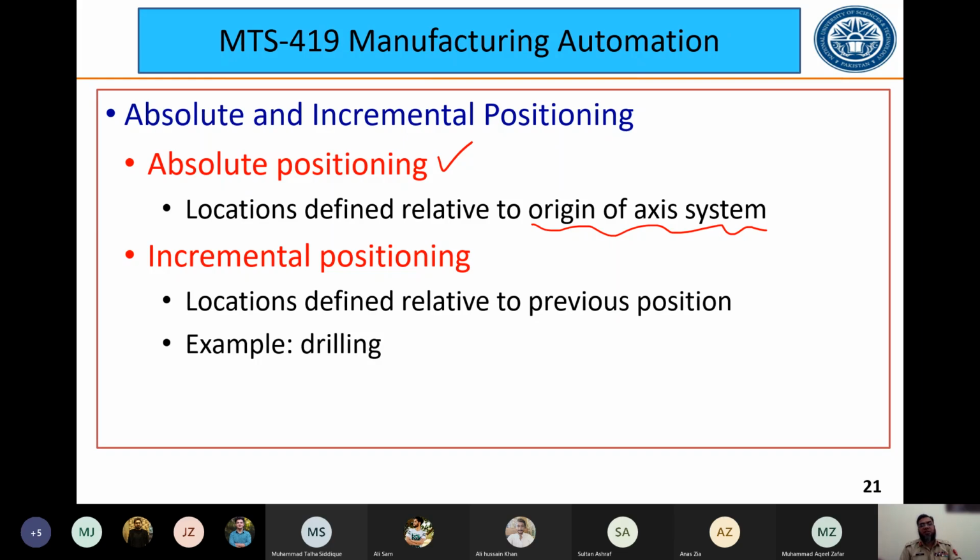The incremental positioning system is where the locations are defined relative to the previous location. For example, look at my hand. If this is my X and Y axis, and from the origin, the tool has moved to this position. So this is the first point in XY, given with reference to the origin. And if I want to move my tool to another location, I can give this location by two systems. Either I give it in XY from the origin, which would be the absolute positioning system, or I can give it a position from this position to the next, which would be the incremental positioning. So these are two types of positioning system which we can use, the absolute positioning and the incremental positioning.